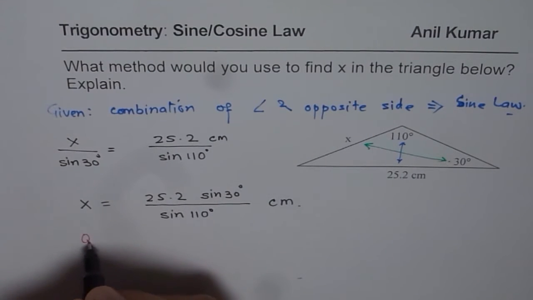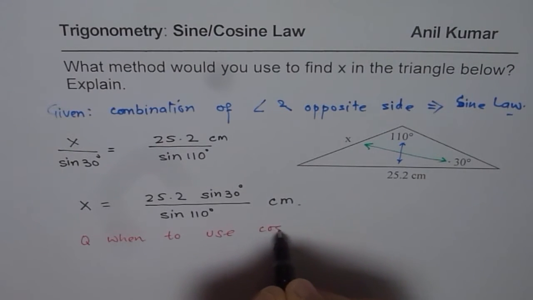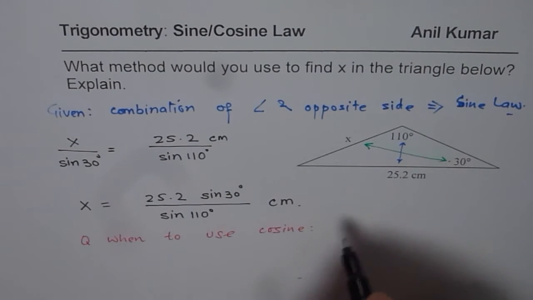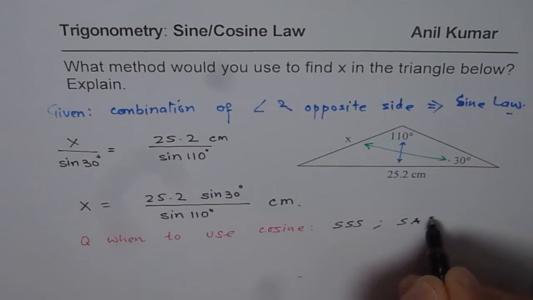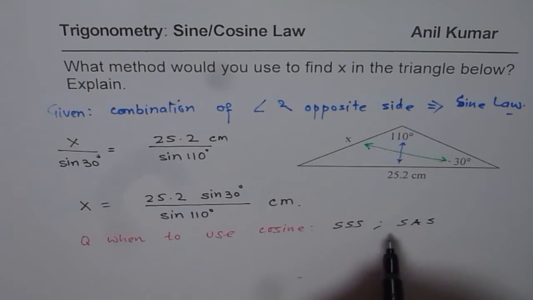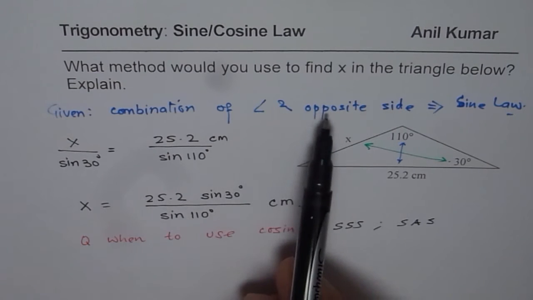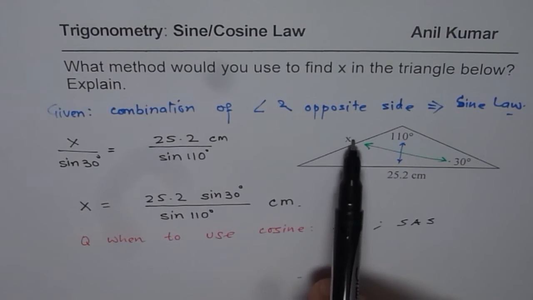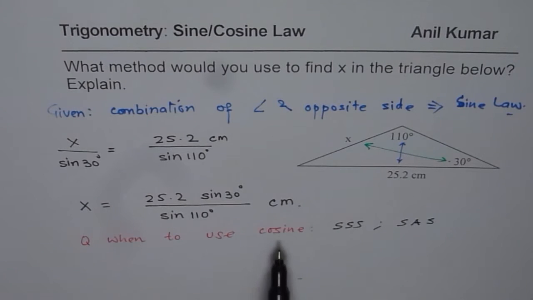Now my question is, when to use cosine law? Can you tell me? Well, here is the answer. Two scenarios. In a triangle, if you are given three sides, use cosine law, or if you're given side, angle, side, use cosine law. Otherwise, always use sine law. So cosine law can be used when three sides are given. In that case, you do not get this combination of angle and opposite side. And here also, side, angle, side means you do not have that combination of opposite side, so use cosine law, correct?